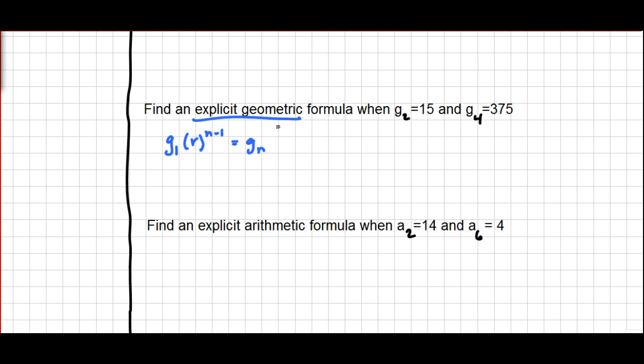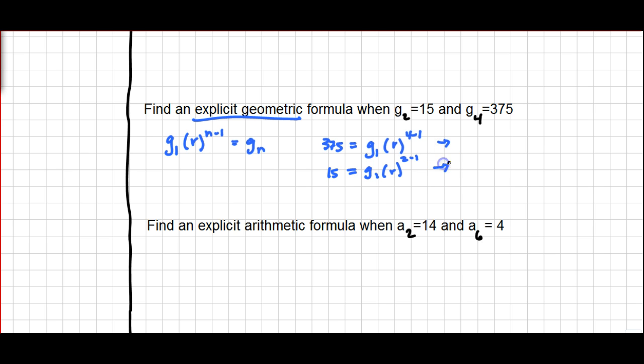I'm going to write 2 equations using the information that I've been given, starting with the piece of information that's biggest or further away from 0. So I'm going to start with 375, and I'm going to start over here actually. And I know that that's equal to G sub 1, which I don't know, times R to the 4 minus 1 power, because the 4 is the x, the 375, the sequence, is the y. I'm going to do the same thing with the other piece of information I've been given. The 15 is the answer. G sub 1 and R I don't know, but I'm raising to the 2 minus 1.